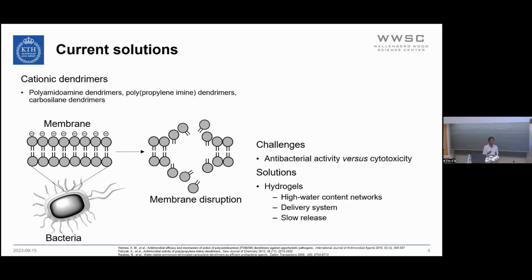What has actually been shown for these dendrimers, for example PAMAM, is that the cationic nature of these dendrimers interacts with the negative surface of the bacterial membrane, causing it to disrupt and eventually leading to cell death. But the challenge is, there are always challenges.